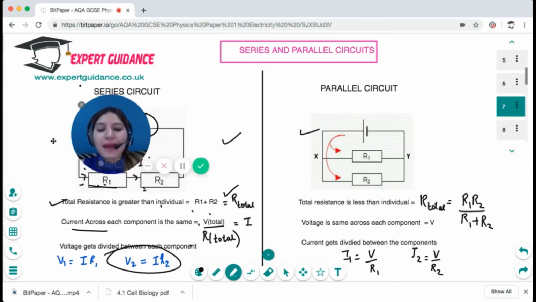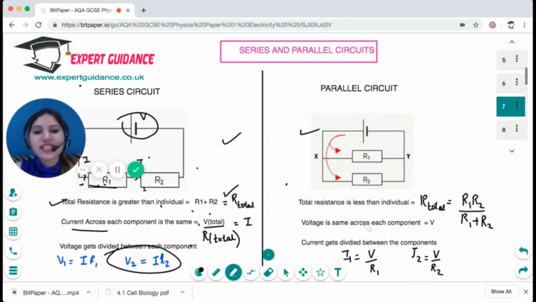Now, in a parallel circuit, the total resistance is less than the individual resistances, and the formula is R1 R2 divided by R1 plus R2. The voltage remains constant across each, so the current gets divided, and the current across R1 is the total voltage divided by R1. The current across R2 is the voltage divided by R2. I hope these formulas are clear to you. Remember, in series, the current is the same. In parallel, the potential difference is the same.